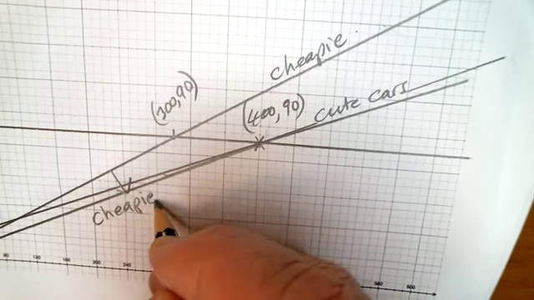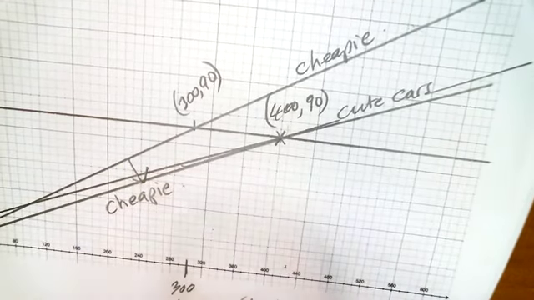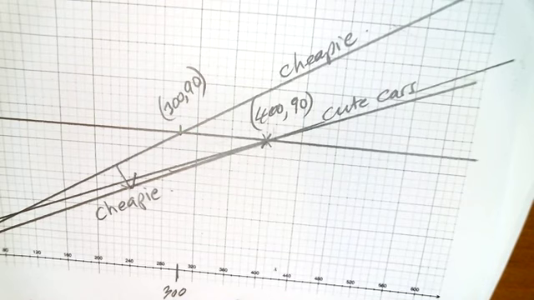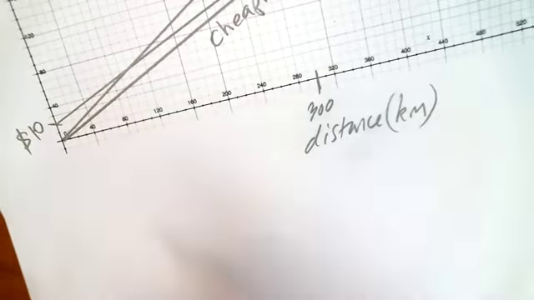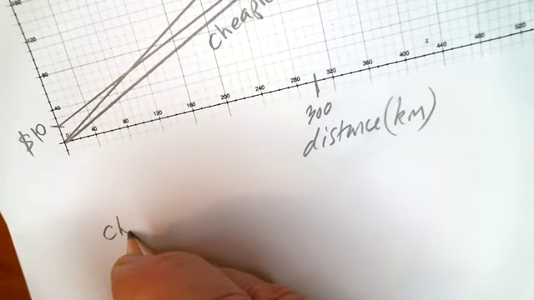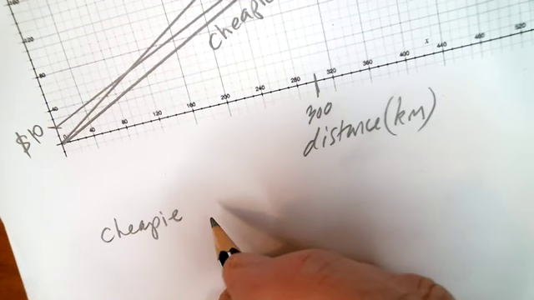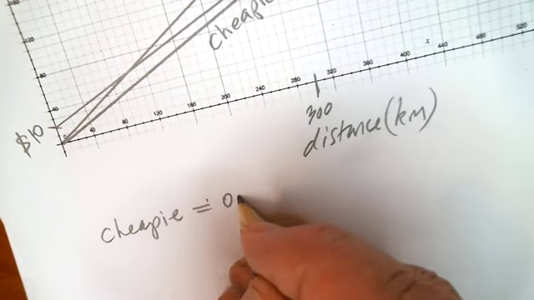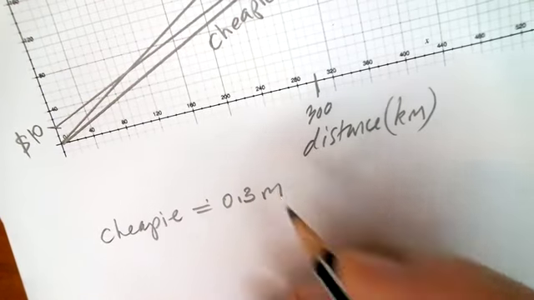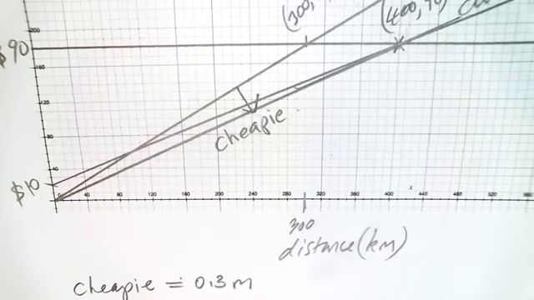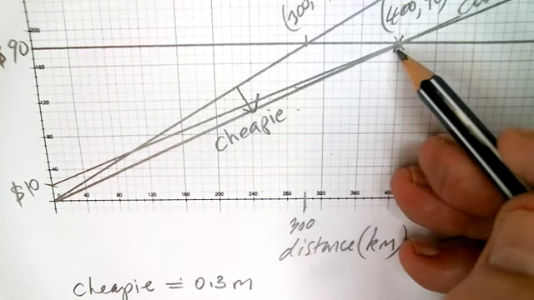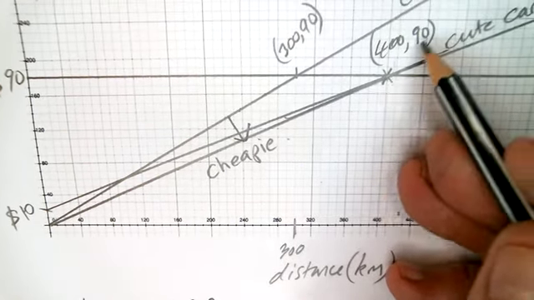Now, what have we done to Cheapy? Cheapy had an equation. Let's go to the equation of Cheapy. What was that? It was C equals 0.3 M. That was Cheapy's equation. And now what we're doing is we're just changing the gradient, yeah? So it passes through 400, 90.